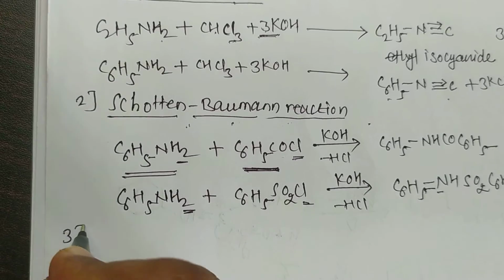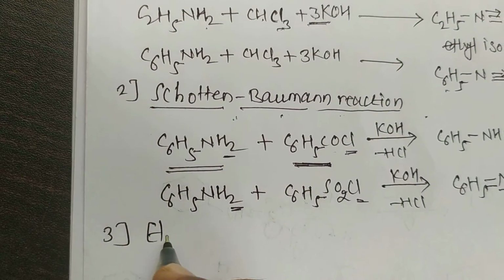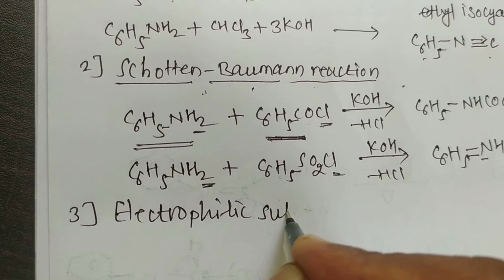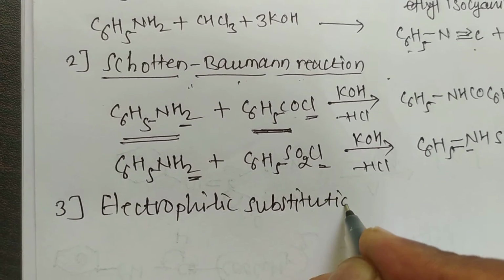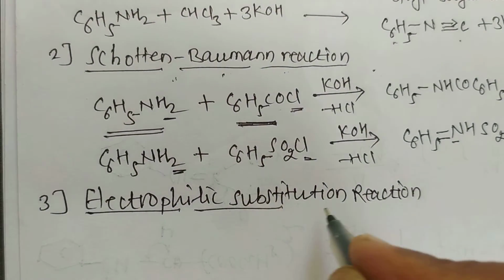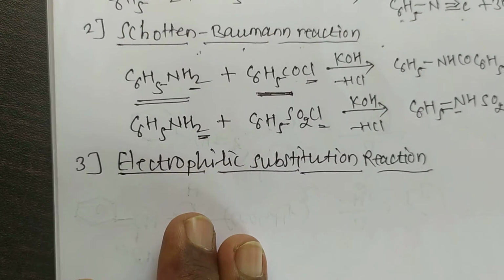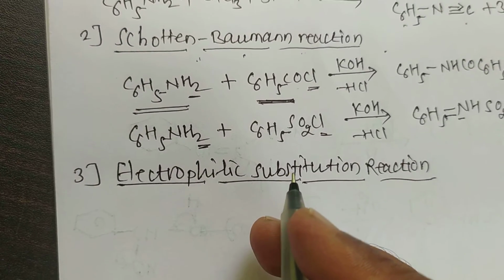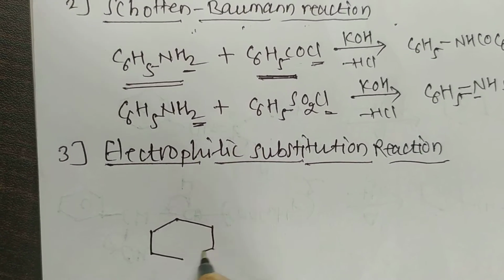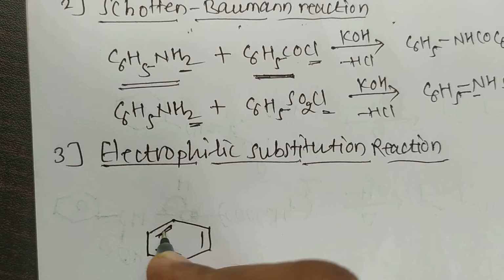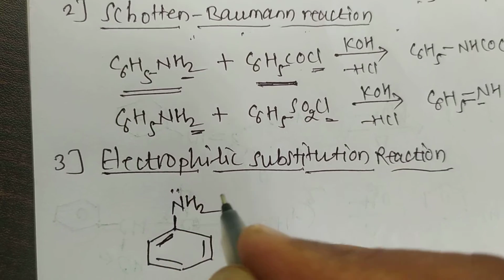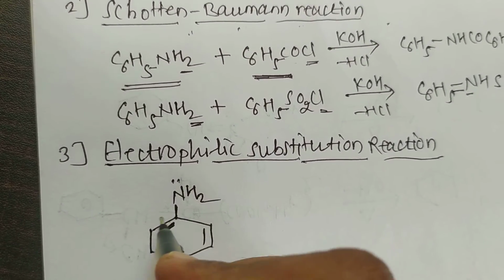Then the third reaction is the electrophilic substitution reaction. Here the presence of the amino group has an activating effect on the nucleus. Suppose we consider aniline, the presence of this amino group has an activating effect on this nucleus.